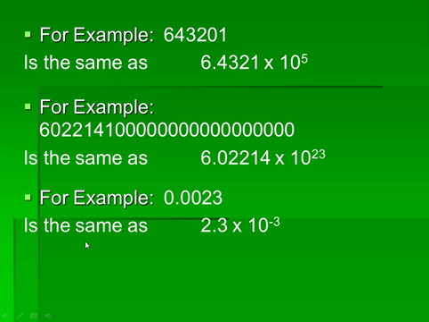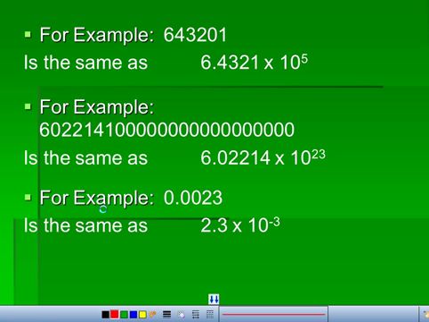So let's look at some small numbers. Here's a small number, 0.0023, and we want to move the decimal. So we have one whole number. So we're going to move the decimal to in between the 2 and the 3. And how are we going to move it? Well, we're going to move it 1, 2, 3 places, and we moved it this way. So we took 3 out, and that makes it 10 to the negative 3, because this is a small number, and small numbers have negative exponents for their 10.